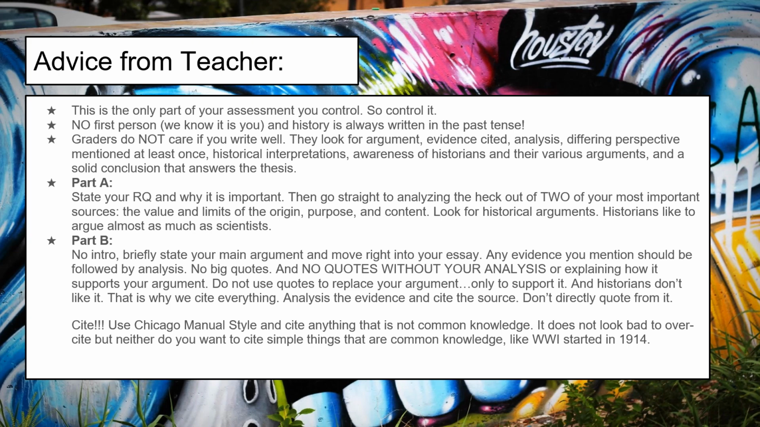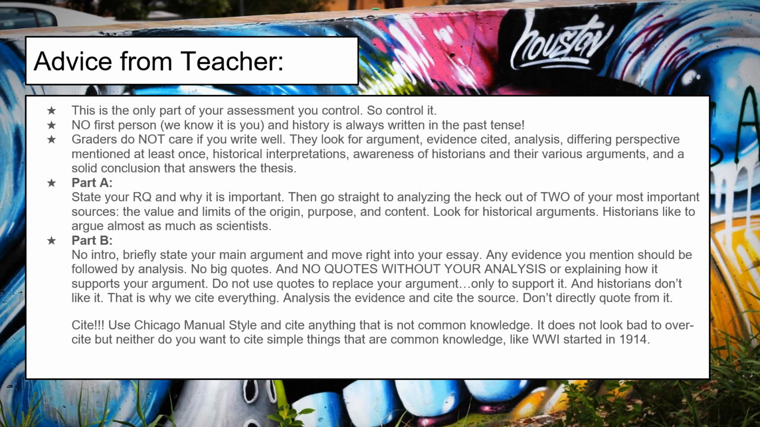Your RQ is right there. Why is this an important thing to study? Don't waste your word count on this area. Go straight into analyzing the heck out of your 2 most important sources. Do them one at a time. So you go, my first important source, and then go straight into analyzing the heck out of it. You're always looking at the value and limitations of the origin, the value and limitations of the purpose, the value and limitations of the content. That's incredibly important, and you do this twice in your IA, which is an entire section, and on a paper 1 exam question 3.